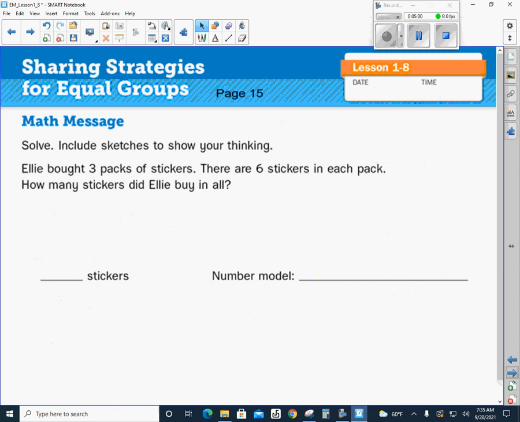So open up your math workbook to page 15. If you need to grab it, pause the video. All right, so now we're going to be solving some word problems today.